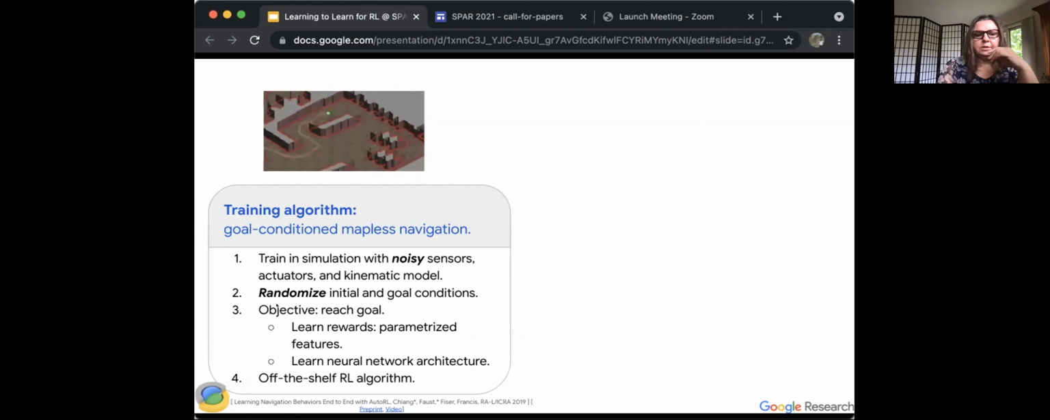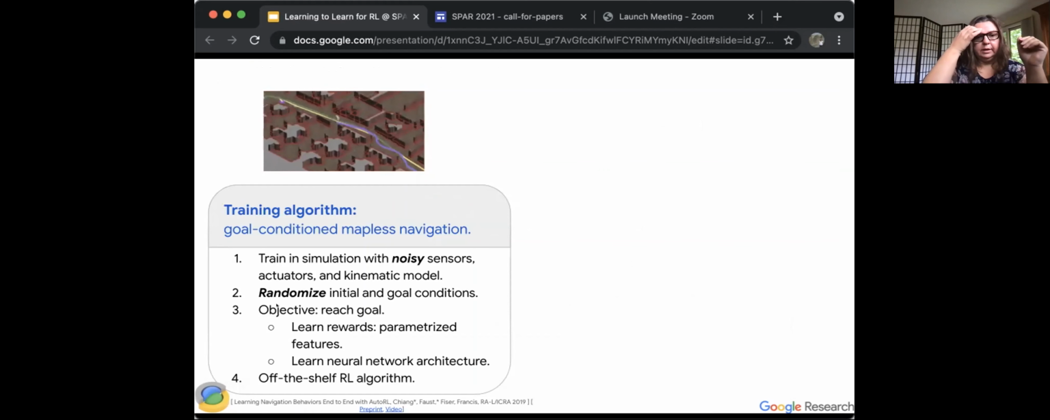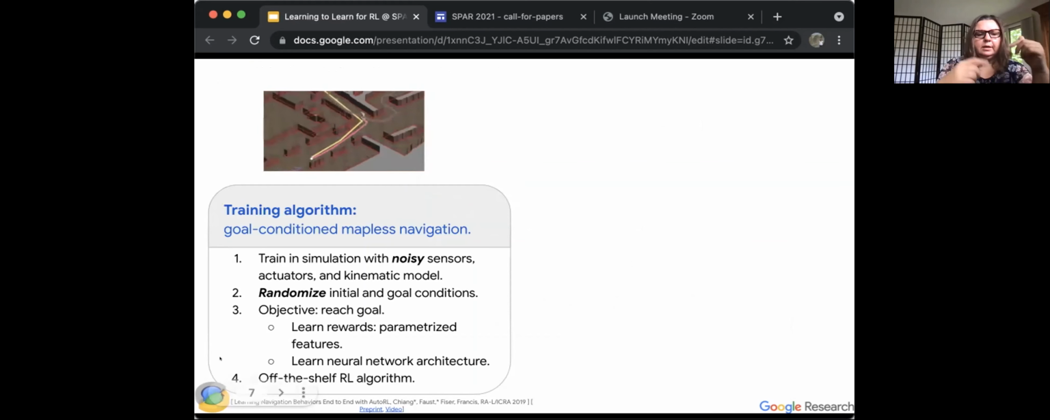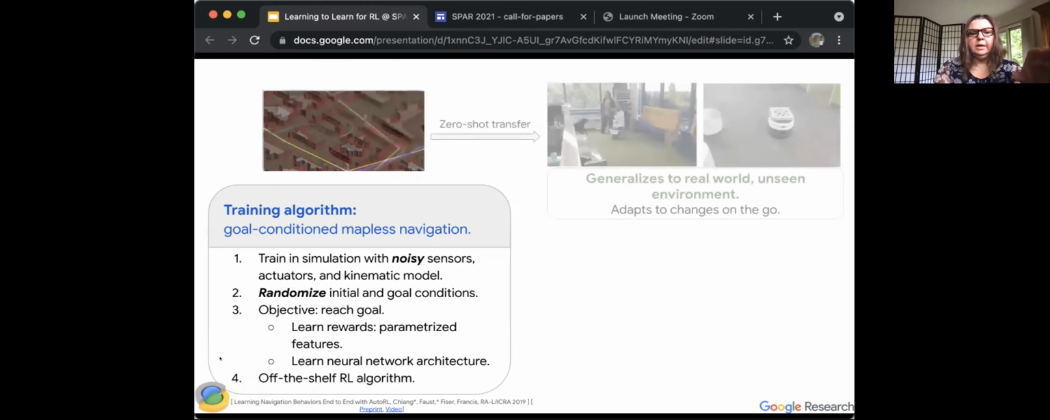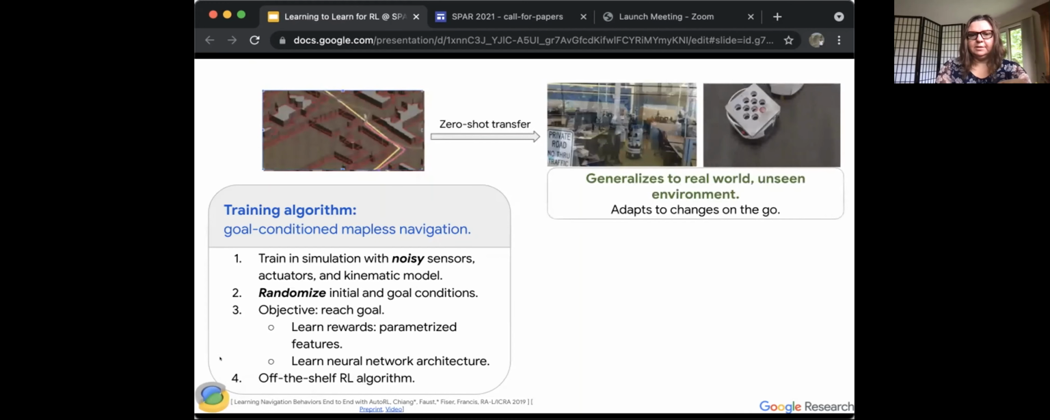We train with noisy sensors and randomize initial and goal conditions, and these two give robustness to the policies. And then to reach the goal, we learn with these parameterized rewards and neural network architectures, with this population-based training, and use the off-the-shelf algorithm. That RL policy directly transfers to a real system.